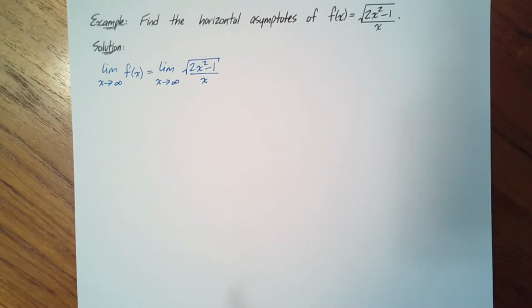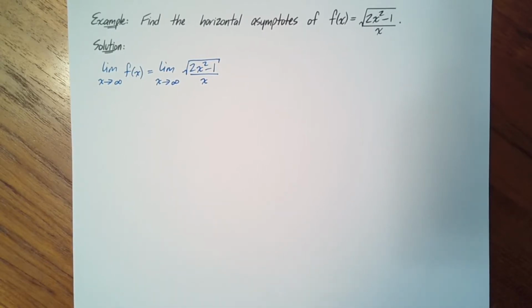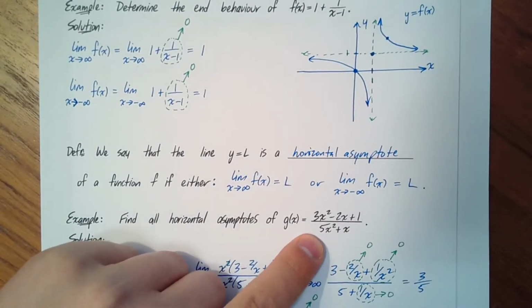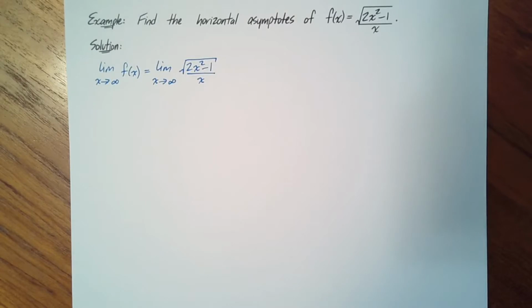Well, that was a bit of a different situation because that was a rational function in our previous example. In our previous example, our function was rational, right? We had a polynomial on the numerator and a polynomial on the denominator. So we factored out the highest power of x from each of them, and then we canceled them out. It's not going to work out quite the same way in this example because this is not a rational function, right? We have a square root in our numerator, but we're still going to use the same principles.